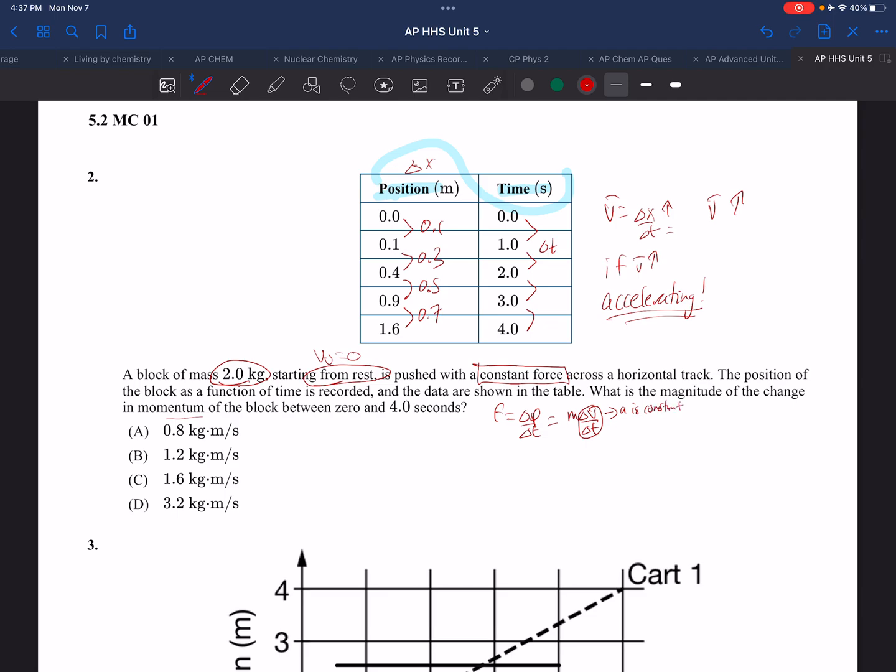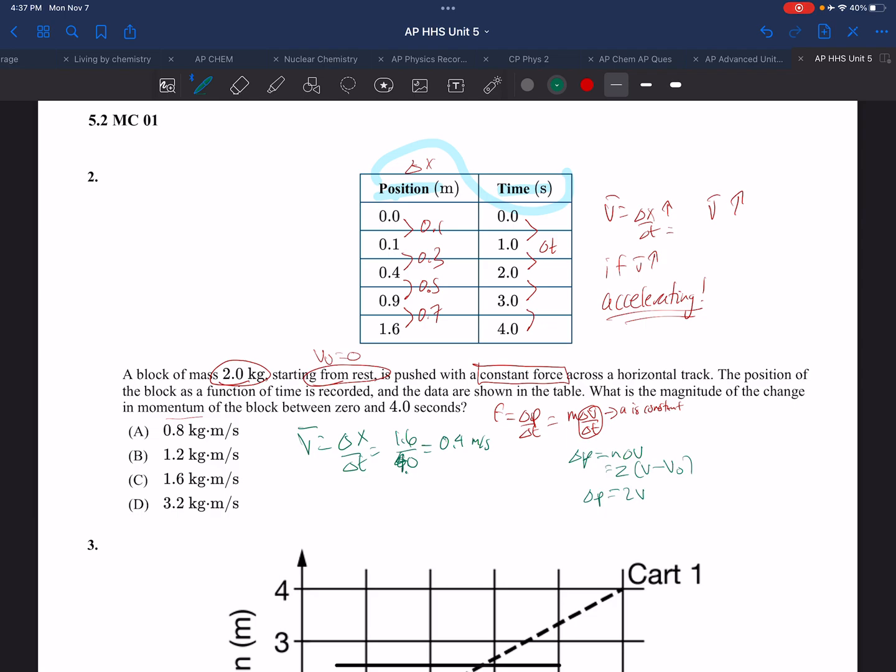Position is shown. What is the magnitude of the change in momentum? Well, we have a change in momentum, which is m delta v. Now, the m we know is 2, but we don't know delta v. Delta v is v minus v0, and v0 is 0, so we know it's twice the final velocity, but we don't know the final velocity. We can find the average velocity, which is delta x over delta t, and delta x is 1.6, delta t is 4.0, which gives us an average velocity of 0.4 meters per second.